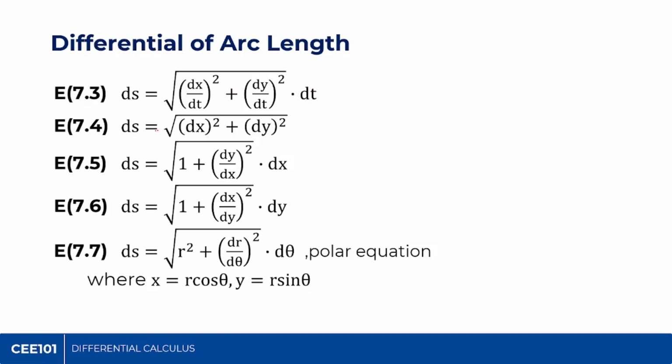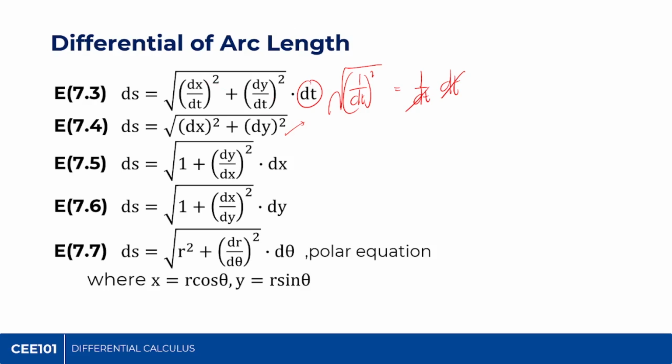Then we also have another form of the differential of arc length. We have here ds is equivalent to the square root of dx squared plus dy squared. Pwede din yan, kasi actually this one is derived from the previous one. We can factor out 1 over dt squared there. Then the square root of 1 over dt squared is basically equal to 1 over dt. And then multiply it by dt, then you would get what? What remains would be dx squared and dy squared.